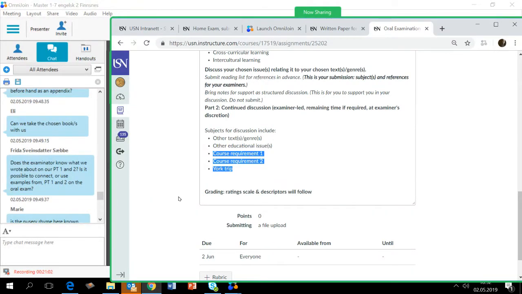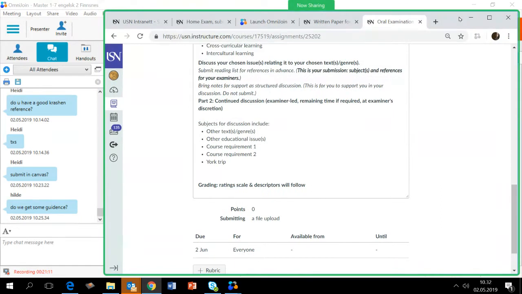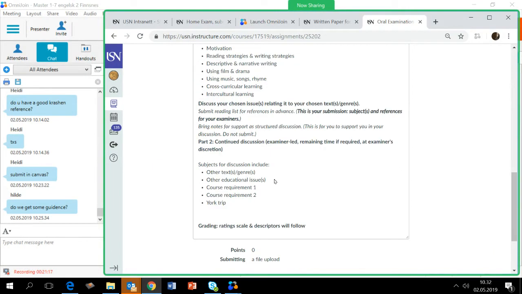Not everybody will talk for 20 minutes, or you might just run out a little bit or lose steam. And then there will be questions about the literature and educational issues, and a stock question might be to ask you about your course requirement and then relate it to what you've just discussed.